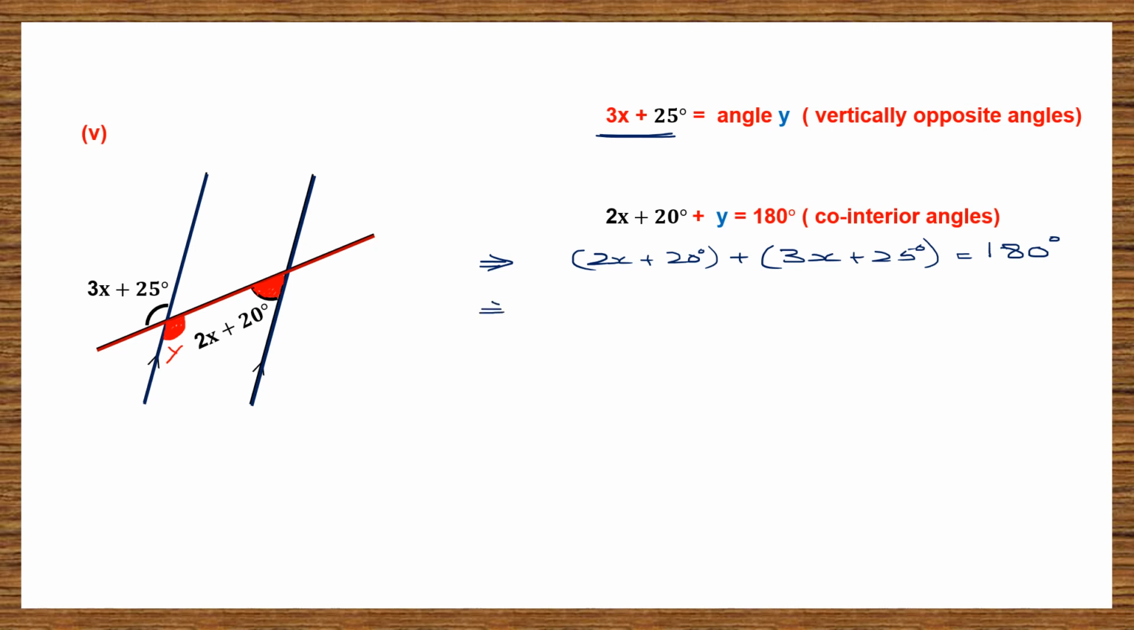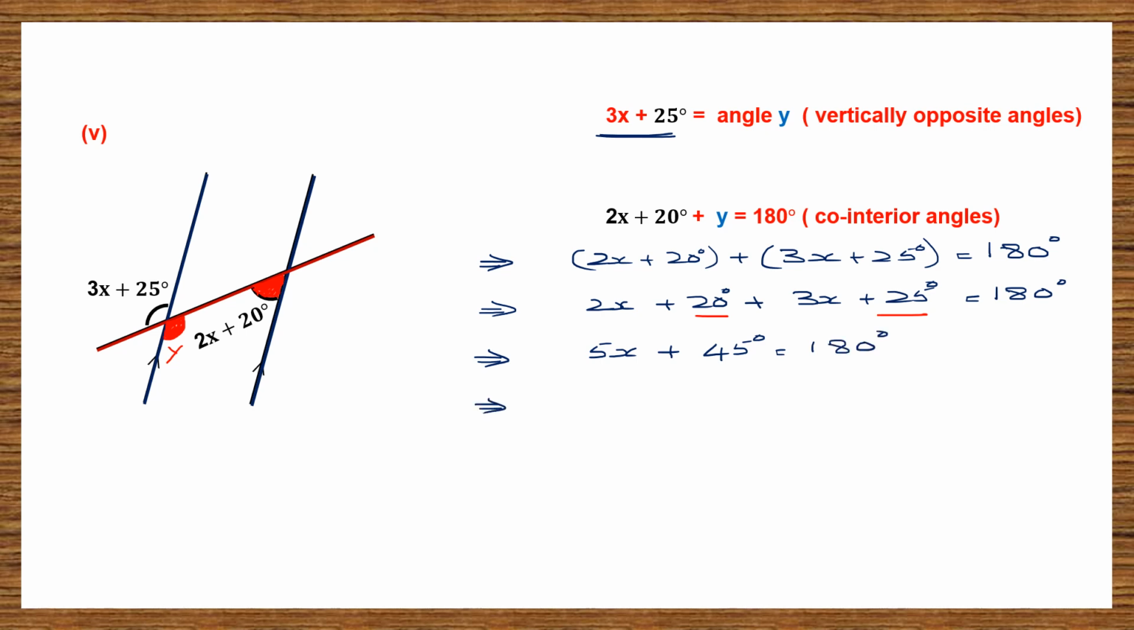So now let's remove the brackets. 2x plus 20 degrees plus 3x plus 25 degrees is equal to 180 degrees. Now let's take only the x terms together. So 2x plus 3x. 2x plus 3x is 5x. Plus, let's take the numbers. That is 20 plus 25. 20 plus 25 is 45. So 5x plus 45 degrees is equal to 180 degrees.